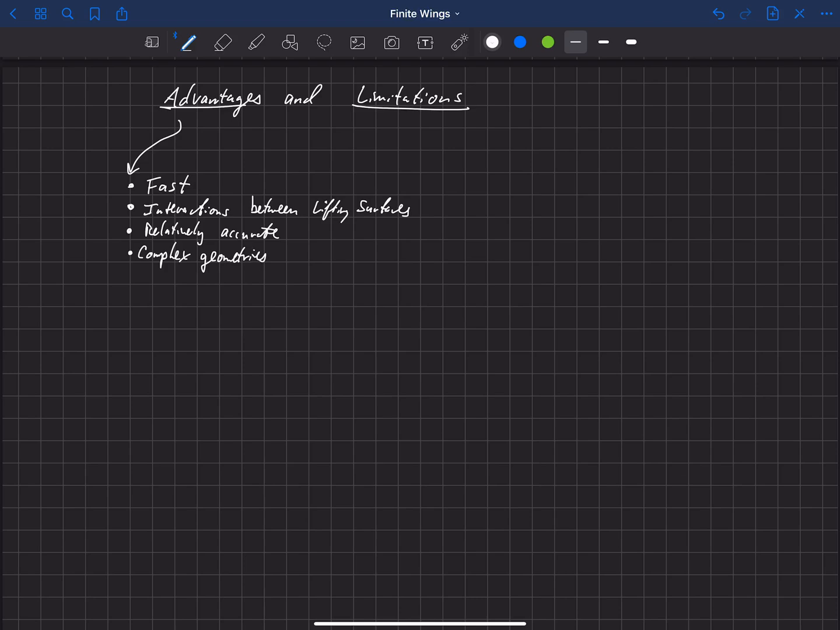For example, you can have nonlinear sweep, dihedral, airfoil properties. You can capture a lot of nonlinearity using this model. So for example, nonlinear dihedral is dihedral that changes as it goes out, or sweep that changes as it goes out. You can capture this nonlinear aerodynamics to a certain extent. You can account for viscous drag. And actually, I'll just add that as another one: nonlinear aerodynamics and viscous effects. Okay, so it's a pretty solid method for a pretty large range of wing designs or aircraft designs that you might want to consider.